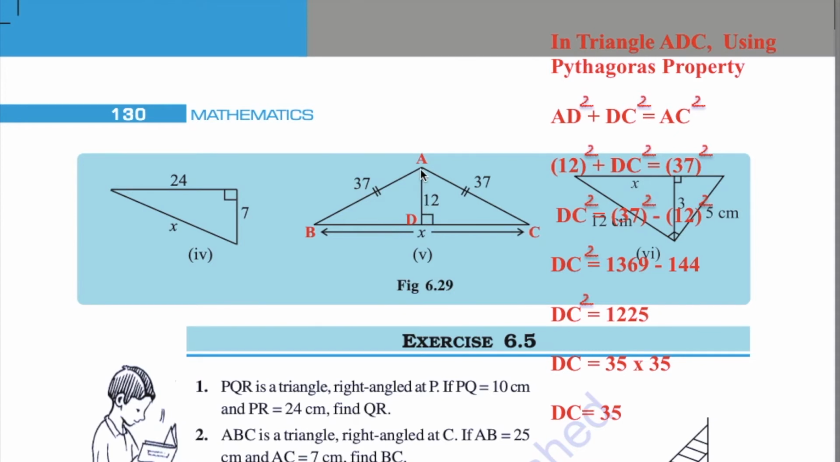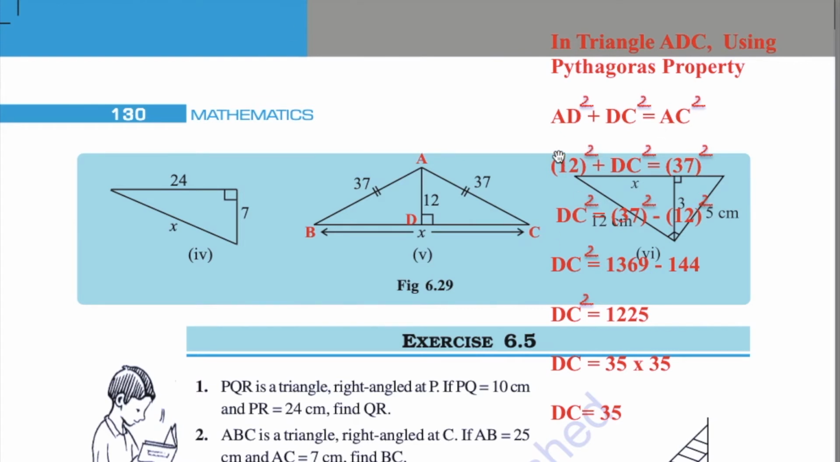So first we take this triangle, and both the triangles have the same hypotenuse, which is 37, and the same perpendicular, which is 12. So the base also would be equal. BD is equal to DC. So using Pythagoras property in triangle ADC, the sum of the square of the perpendicular and the base, means AD square plus DC square, is equal to AC square.